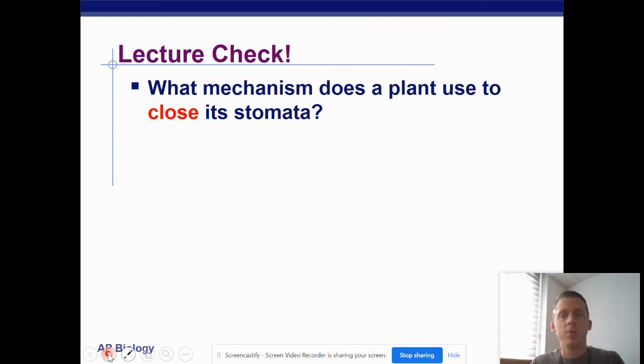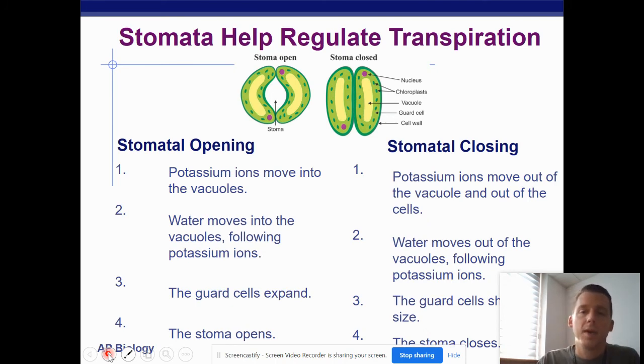All right, so to close its stomata, a plant cell is going to move out the potassium ions, which is going to raise the water potential in the guard cells. And that is going to mean the water moves through osmosis out of the guard cells. The guard cells will shrivel and close the stomata. Good. Okay, and there we have a review of everything we just talked about.